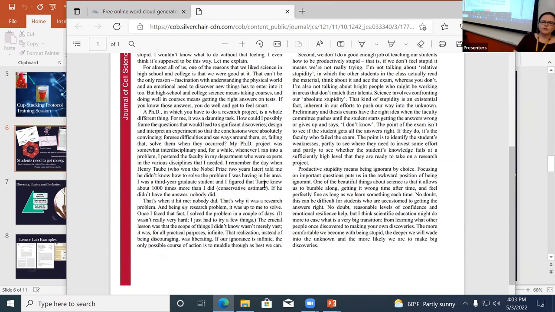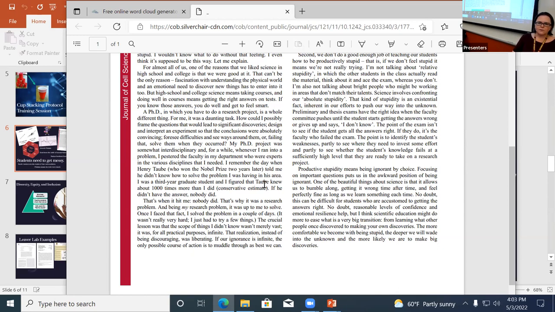A PhD in which you have to do a research project is a whole different thing. For me, it was a daunting task. How could I possibly frame the question that would lead to significant discoveries, design and interpret an experiment so that the conclusions were absolutely convincing, foresee difficulties and see ways around them, or failing that, solve them when they occurred?